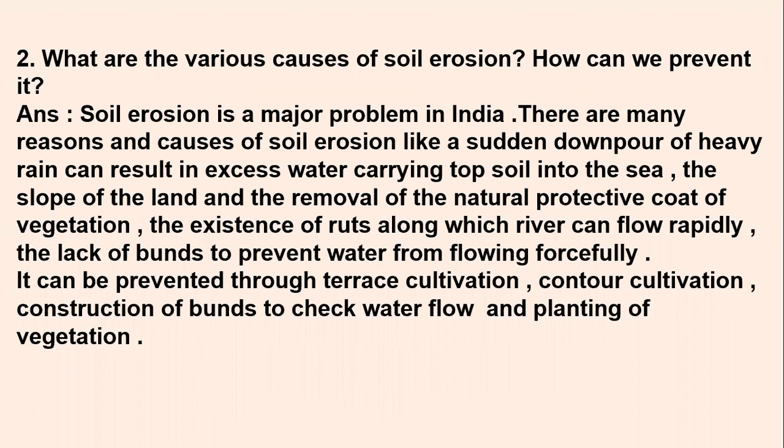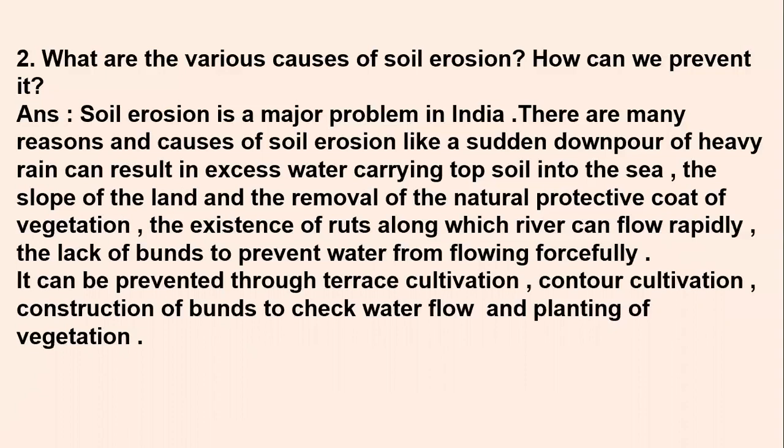Then the next thing is the slope of the land and the removal of the natural protective coat of vegetation. Soil erosion also occurs because vegetation is grown on sloping land. The land is not flat, and if rain happens there, it washes away, because water moves very fast in sloping areas. Thus it removes all the natural protective coat, the upper layer of the vegetation. Then the existence of ruts, you have already seen in my earlier lab video.